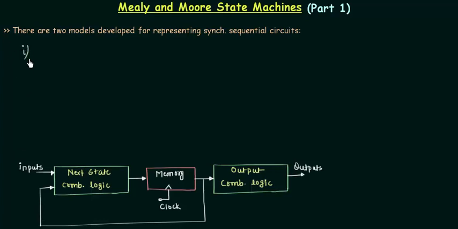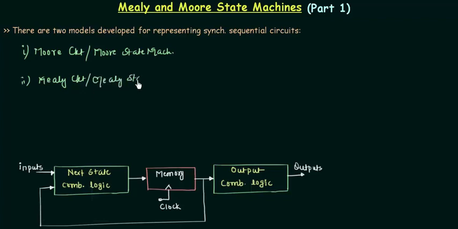The first one is the Moore circuit, M-O-O-R-E circuit, and it is also called Moore state machines. And the second one is the Mealy circuit, or it is called the Mealy state machine. Okay, these are the two models that we have to see.